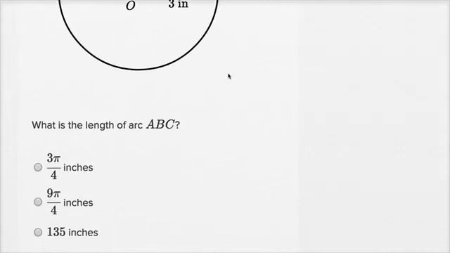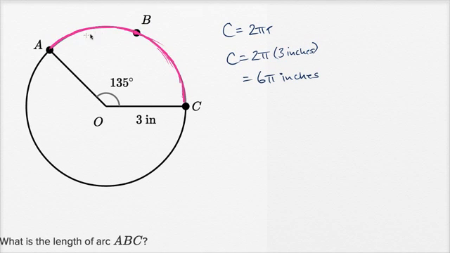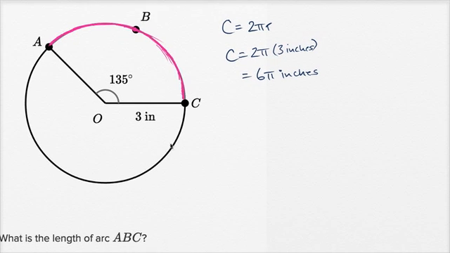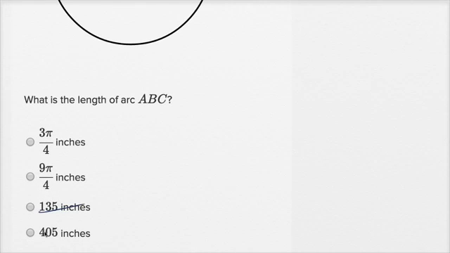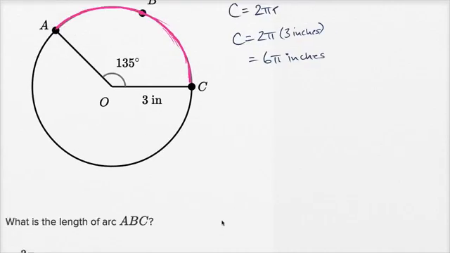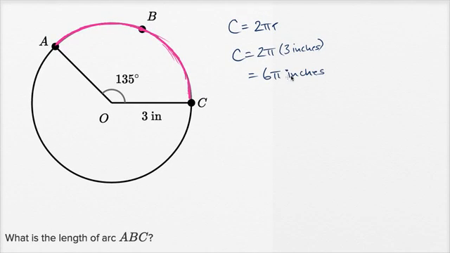So if the entire circumference is a little over 18 or 19 inches, this arc is only a fraction of that entire circumference. Even if you were just looking at the choices, you'd say, hey, these are way too large. But let's see if we can get to the exact right answer. The entire circumference is 6 pi inches, but this arc length isn't the entire circumference. It only goes 135 degrees out of 360 degrees.